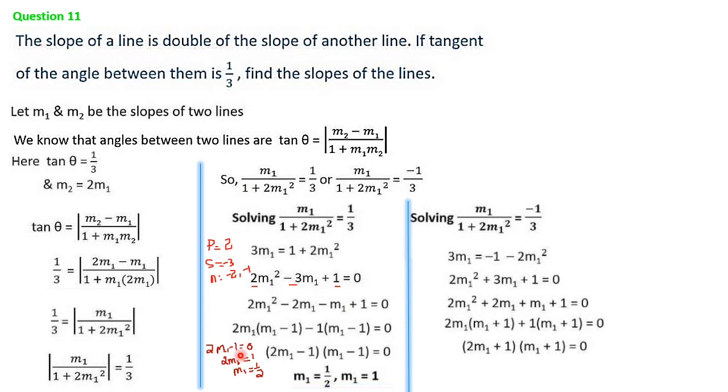Same way we have to equate each term with 0. That means m1 will be, this plus 1 coming to the right side comes as minus 1 divided by 2, minus 1 by 2. m1 plus 1 equated with 0 gives m1 equal to minus 1. Here we have got m1 as minus 1 by 2 and minus 1. Now we have got 4 values for m1: 1 by 2, 1, minus 1 by 2, minus 1. These are the values for m1.